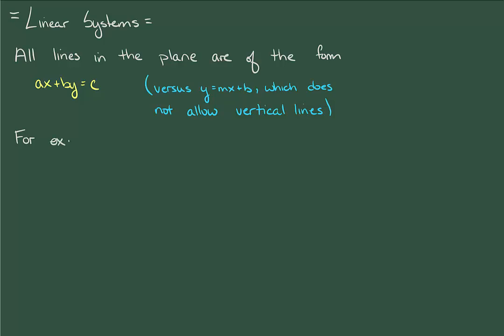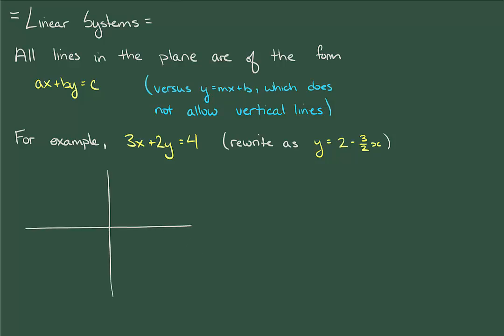In order to keep things concrete, let's look at the equation 3x plus 2y equals 4. To help us graph this, we can rewrite it as y is equal to 2 minus 3 halves x. And let me just set up the axes here. We can quickly see that when x is equal to 0, y is equal to 2. So (0, 2) is a point on the line.